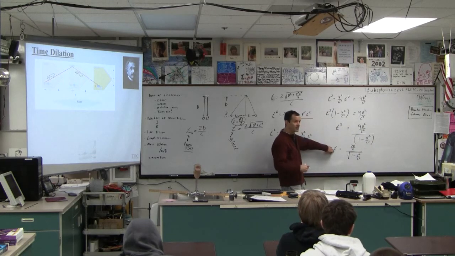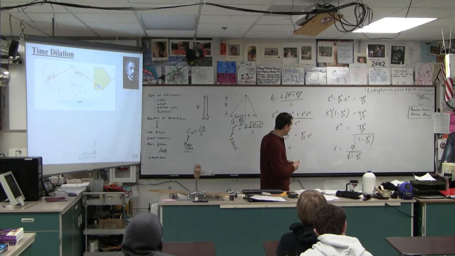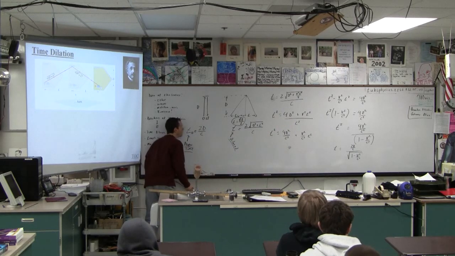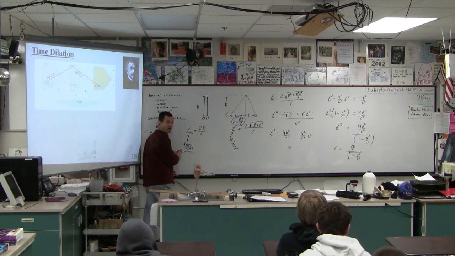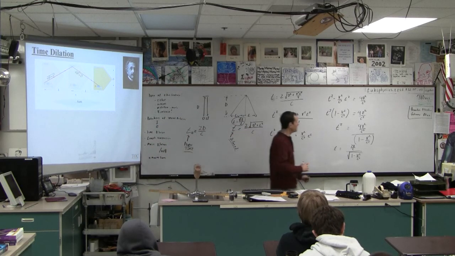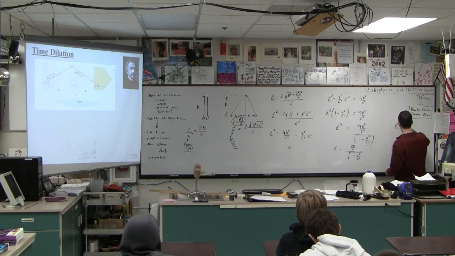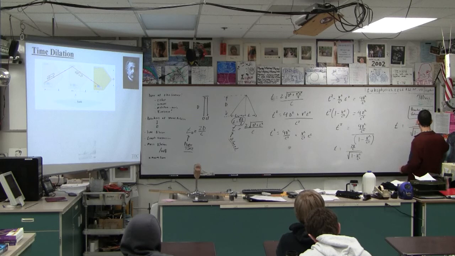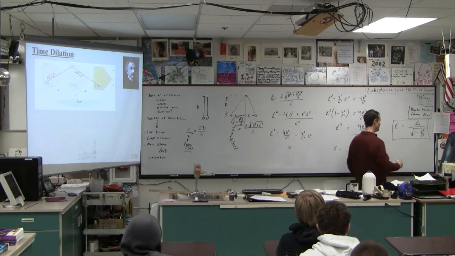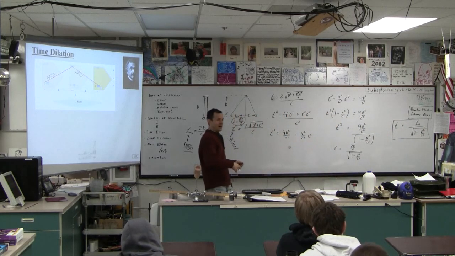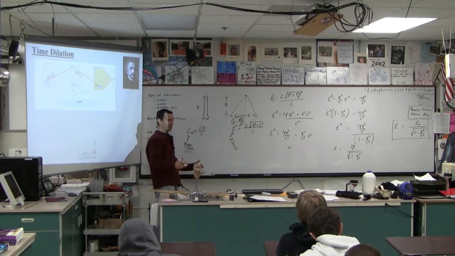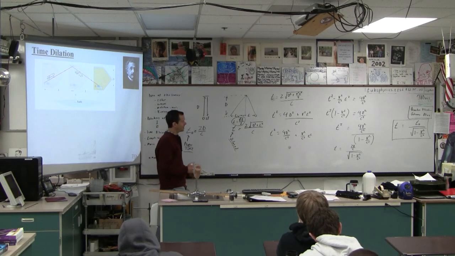This is the dilated time. This is the time it takes that moving clock to tick. What is 2d over c? Is that the proper time? Oh my gosh. Holy derivation, Batman. Okay, so here's what we have. The dilated time is the proper time divided by the square root of 1 minus v squared over c squared. Hallelujah!